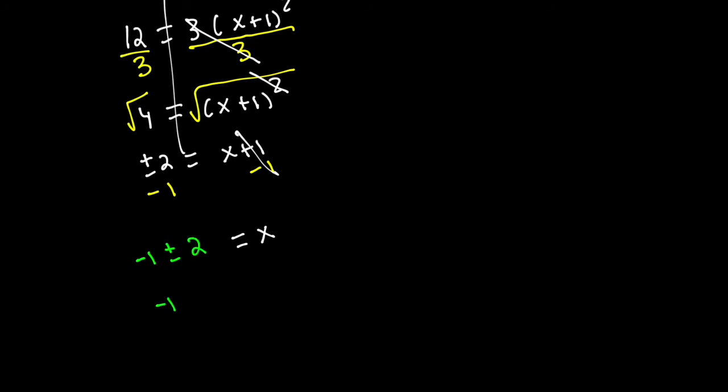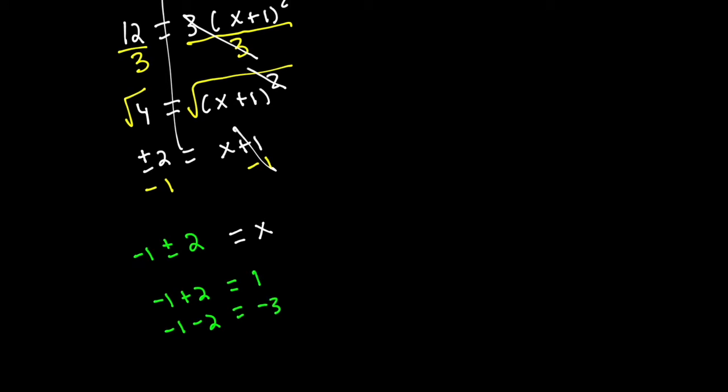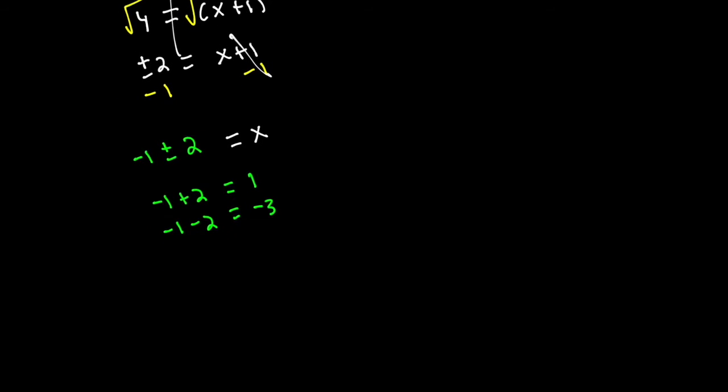And we have two problems to solve. We have to solve negative 1 plus 2 and negative 1 minus 2. Beginning with negative 1 plus 2, that's going to give us 1. And then negative 1 minus 2 is negative 3. So our x-intercepts are going to be 1, 0 and negative 3, 0.